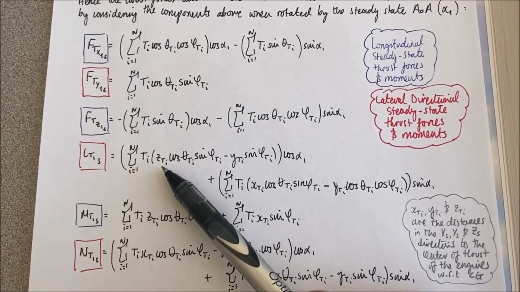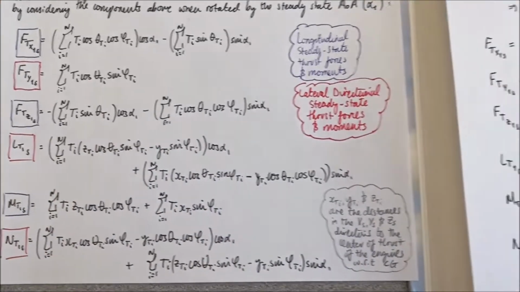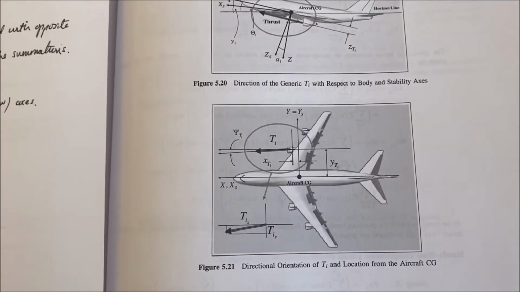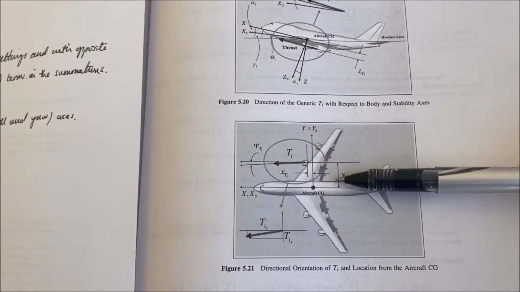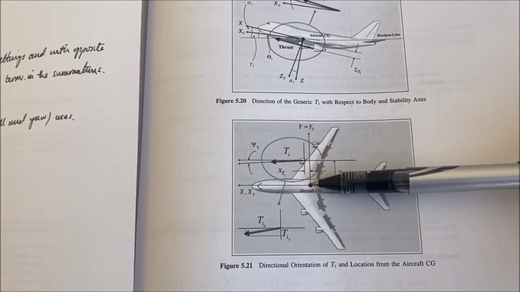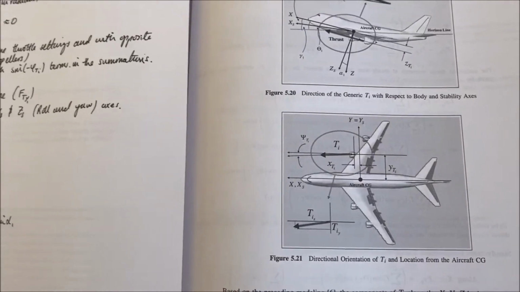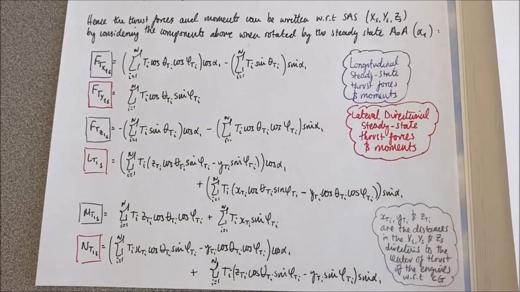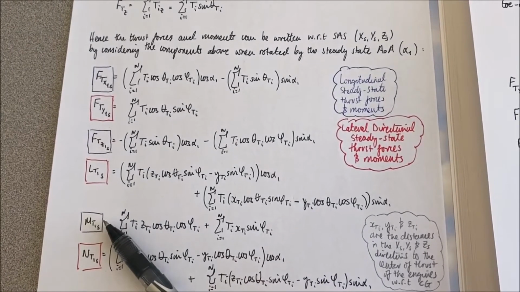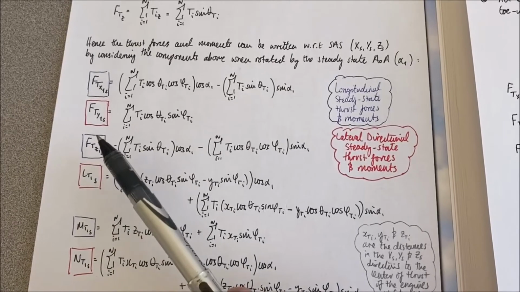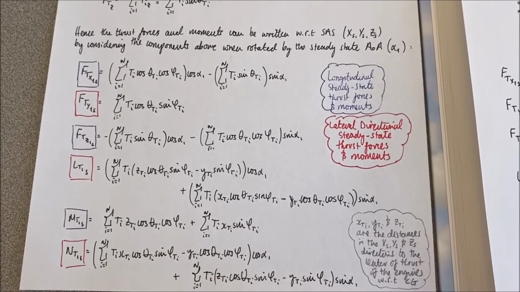So remember, the moment arms are given by little x, little y, and little z, as you can see in these definitions, and they describe the distance between the center of thrust of the engine and the aircraft center of gravity. For example, here in the y direction, center of thrust is here, and that's given the notation little y sub ti, which is the distance between the aircraft center of gravity and the center of thrust. So that's where this system has come from. I've tried to color coordinate this. The blue ones, in the X, Z, and pitch moment sense, are all the terms describing the longitudinal thrust forces and moments, and the red ones describe the lateral directional thrust forces and moments.